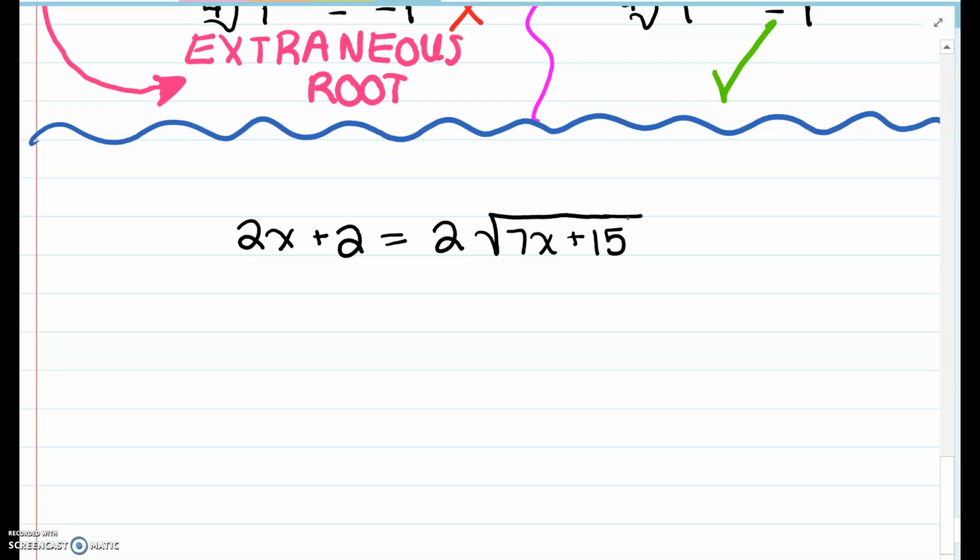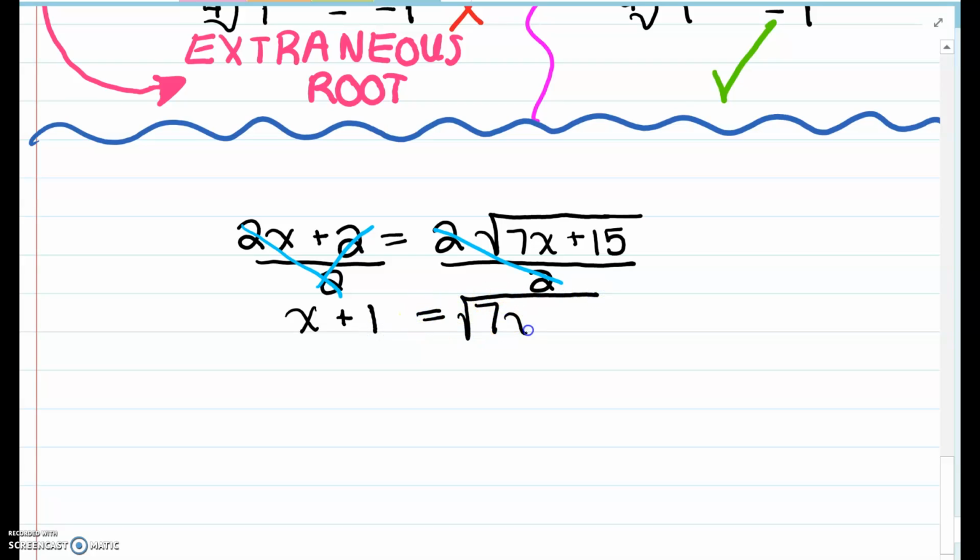Let us recall that our first step is to isolate the radical, and we will do this by dividing by 2. When we divide by 2, we will end up with x plus 1 equals radical 7x plus 15.